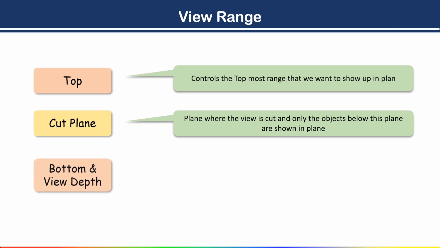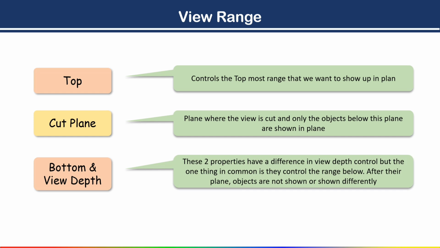Then the bottom and view depth. These two properties differ in how view depth is controlled, but one thing is common: they control the range below. Let's say in your project you have placed an object below the ground level and you want to see that object in plan view. Then you have to give the offset view depth value. How to give that, I will explain later.